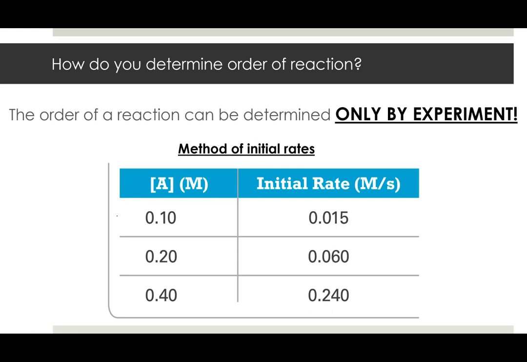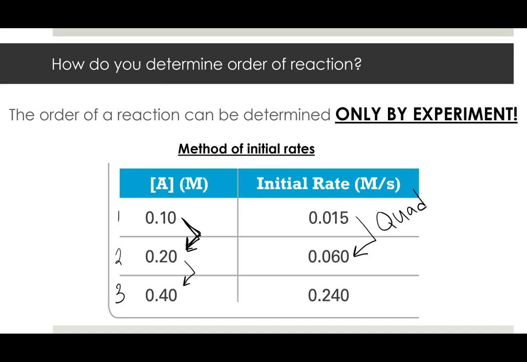Same setup here. So trial 1, trial 2, trial 3. Double the concentration for each trial. Monitor the rate. Okay, what happens to the rate? This one's a little bit harder to see. But when I doubled the concentration between trial 1 and trial 2, that quadrupled the rate. Double the concentration, quadruple the rate.